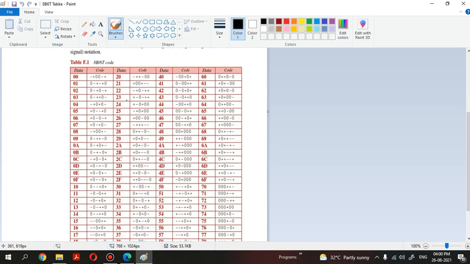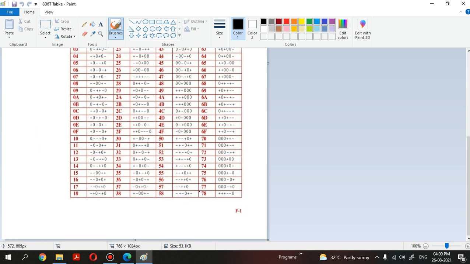Yes, this is called the 8B6T table. They have given all the possible combinations of 8-bit data, all the 8-bit combinations, and for each there is a mapping pattern of voltage levels.